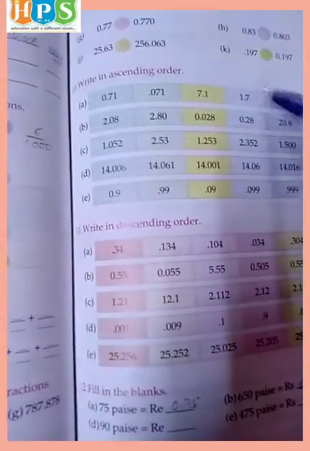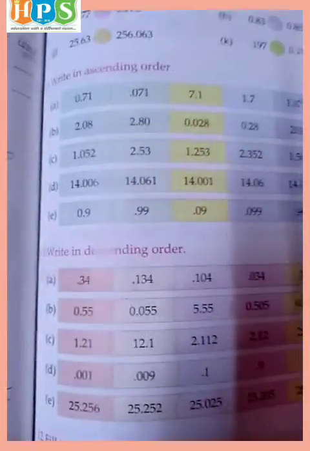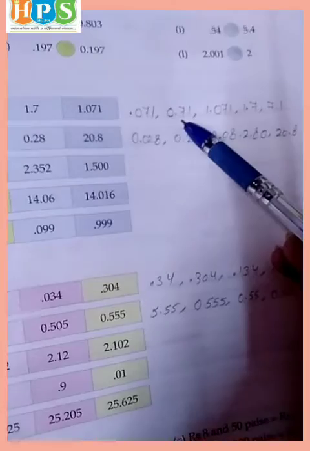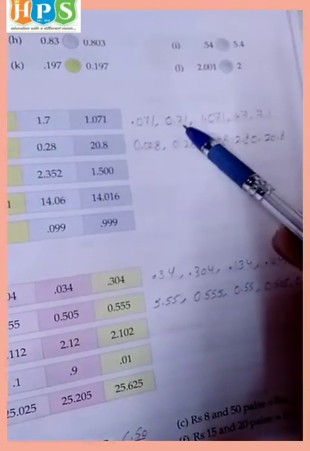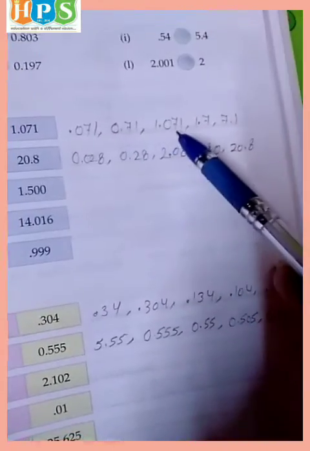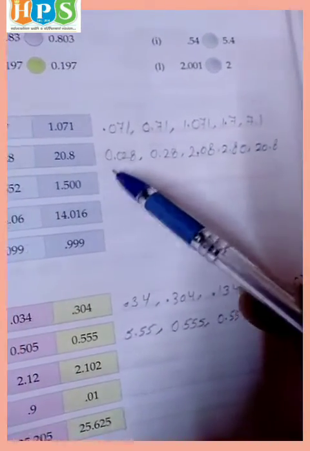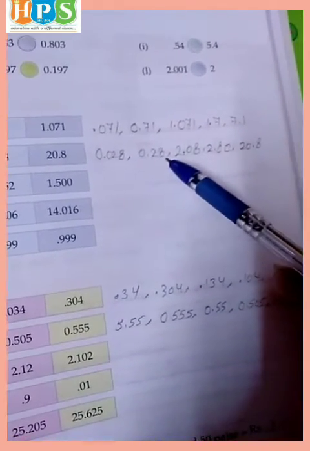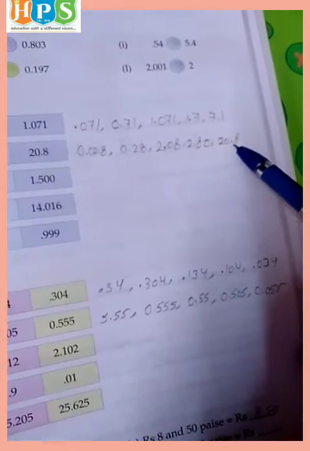Question number 10. Write in ascending order. 0.71, 0.071 and 0.71, 1.071, 1.7 and 7.1. Next: 0.028, 0.28, 2.08 and 2.80 and 20.8.